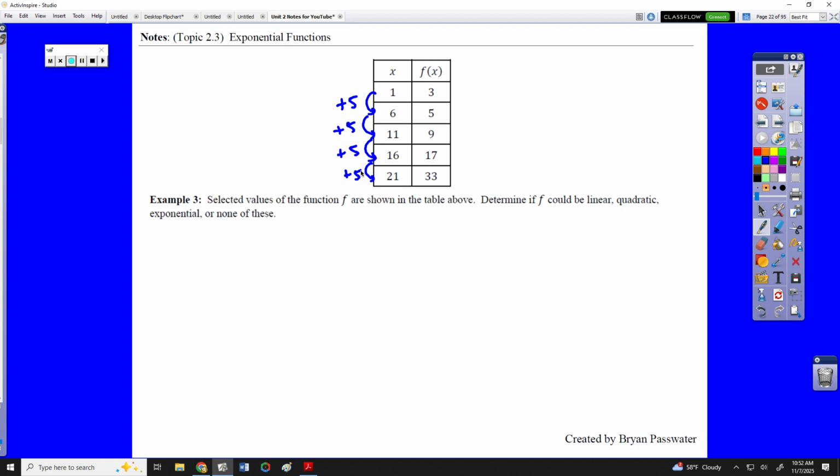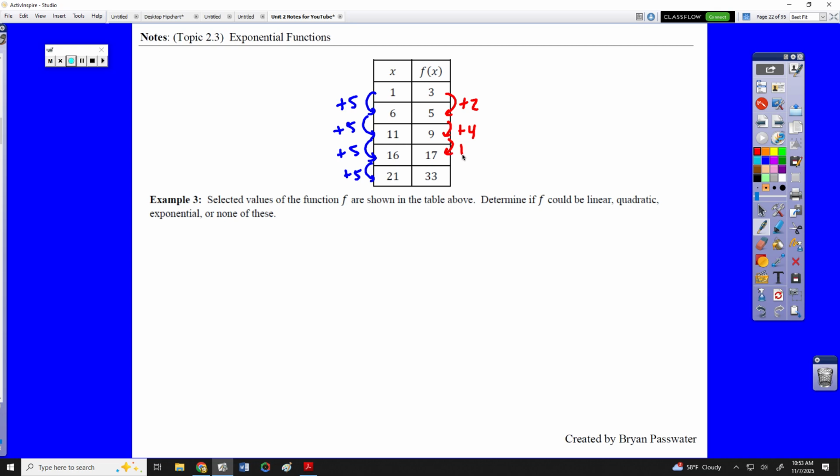If it is a linear function, then the outputs will have a constant addition pattern, meaning that we have a constant rate of change. If it is quadratic, the rate of change will not be constant, but the change in the rate of change, the second differences, will be constant, meaning that the rate of change will be linear. And finally, if it is exponential, then the change in the outputs will be proportional, meaning it will have a constant multiplication-based pattern.